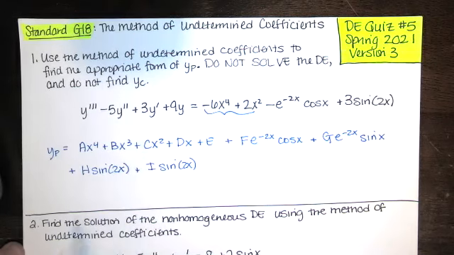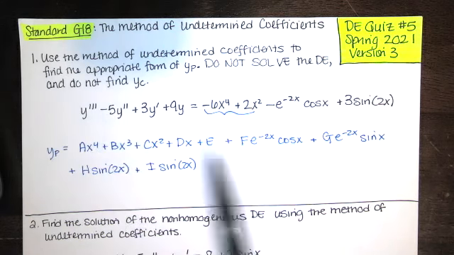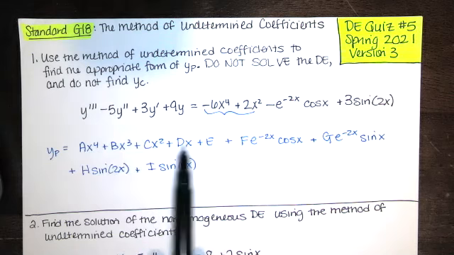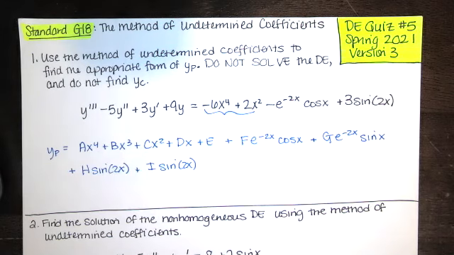So if we were actually solving this differential equation, we would take the third derivative of this, we would substitute into the left-hand side, and we would set the left-hand side equal to the right-hand side. And then because of the linear independence of the functions on the left-hand side and the functions on the right-hand side, we can set corresponding coefficients equal to each other. What that's going to do for us is give us 9 equations and 9 unknowns.